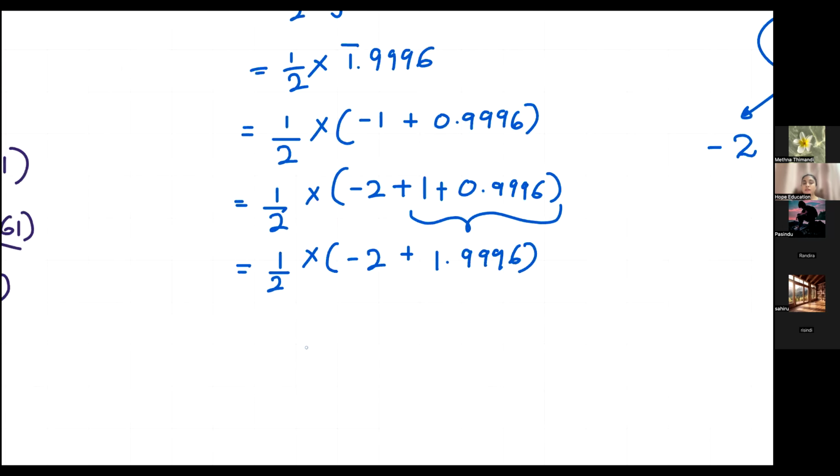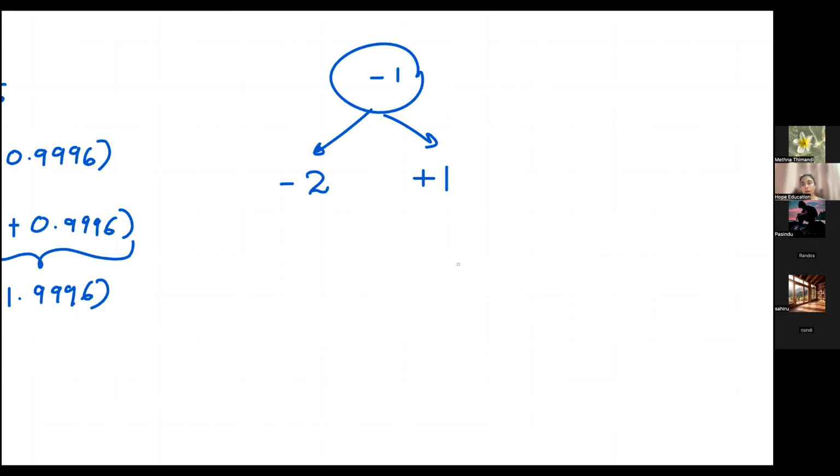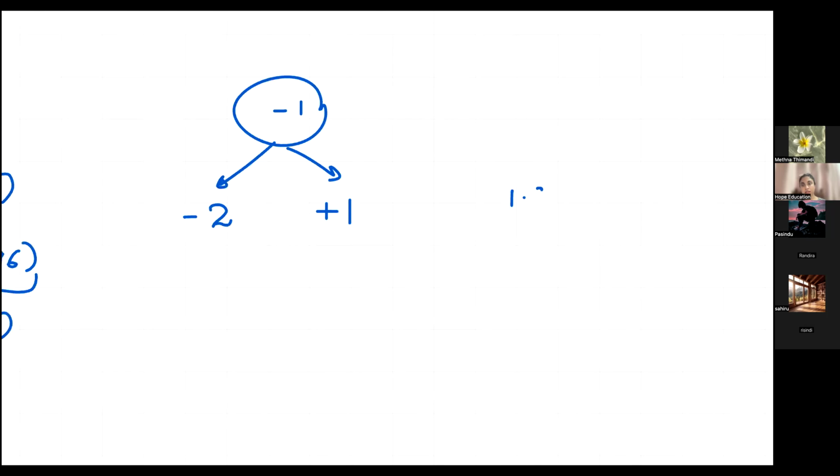Now minus 2 divided by 2 is minus 1. Then 1.9996 I have to divide by 2. 1.9996 divided by 2. 0. 2 times 9 is 18. 1 remaining. The 9 comes down.